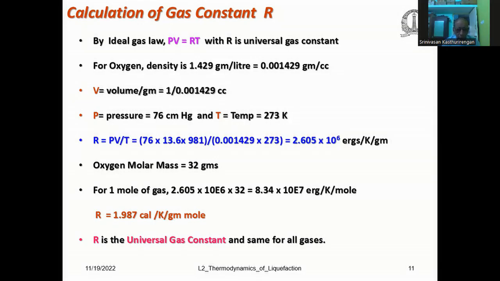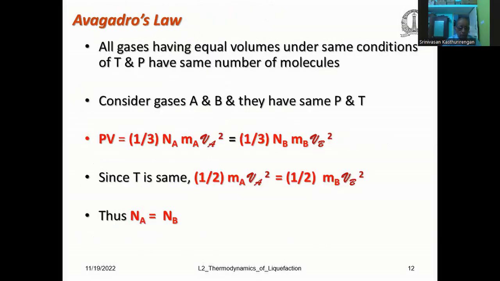Oxygen has a molar mass of 32 grams, and therefore if you take 1 mole of oxygen, you have to multiply by 32, and you get 8.34 into 10 to the power 7 ergs per Kelvin per mole. Since 10 to the power 7 ergs is equal to 1 joule, it will be 8.34 joules per Kelvin per mole. Or in calorie units, it is 1.987 calories per Kelvin per mole. This R is known as the universal gas constant for all gases.